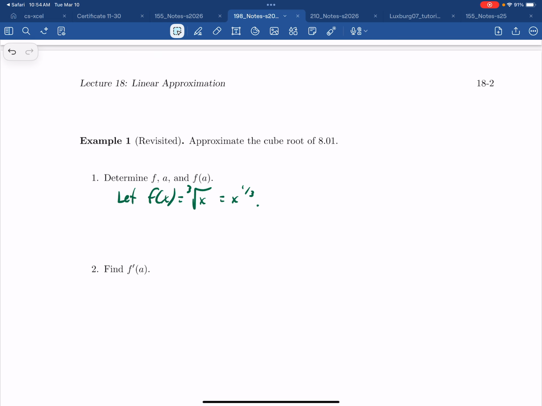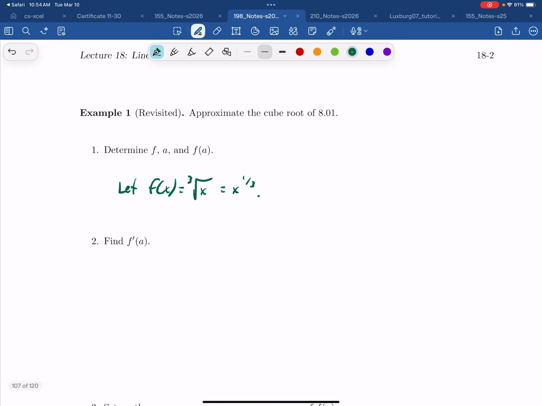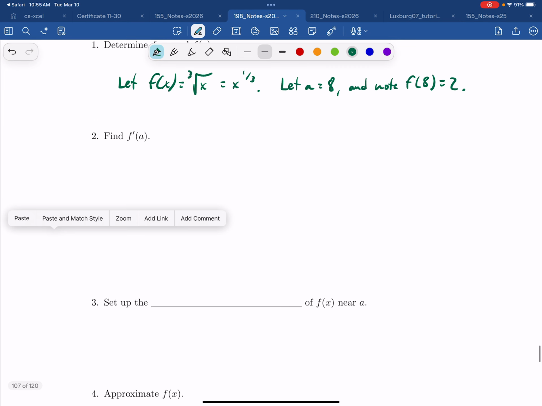Note that, let a equal 8, and note that f of 8 equals 2, right? Because again, it's just the cube root of 8. It's 2, okay? Next up, we find f prime of 8, okay?